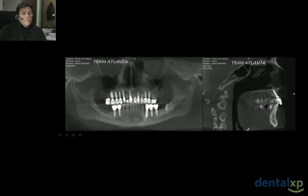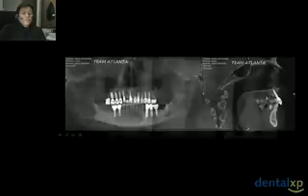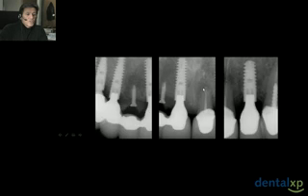A 1-year post-op, and again, taking a look at this, you can see we have the bone, continuing to preserve the interproximal soft tissue and the labial in the area of the pontic.